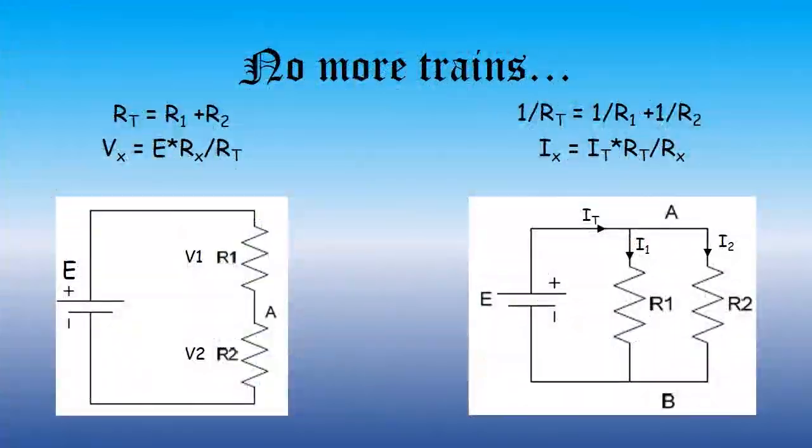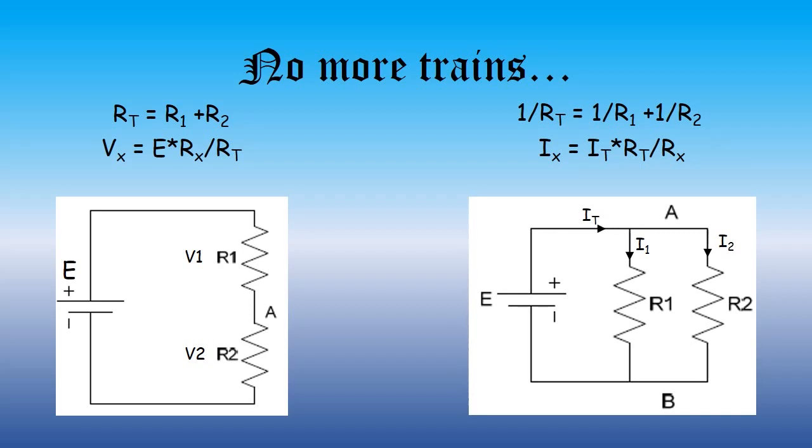Not everything in these circuits can be explained in terms of trains. In a parallel circuit, the reciprocals of resistances are added, such that the total resistance is always smaller. In a series circuit, the current through each element is the same, while the voltage across each is different. On the other hand, in a parallel circuit, the voltage across each element is the same, while the current splits up between the paths.